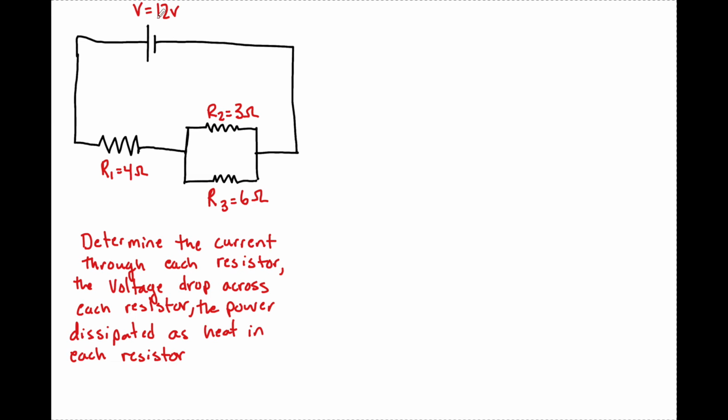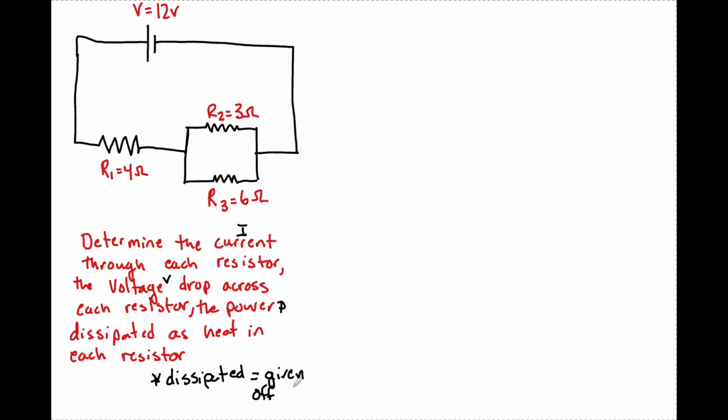What's up, students? Today I want to look at a combination circuit, and we're pretty much going to figure out and answer all the questions we could possibly answer when it comes to this combination circuit. We're going to be able to determine the current, which is I, through each resistor, the voltage drop V across each resistor, and also the power dissipated P across each resistor. And guys, just remember, dissipated just means given off.